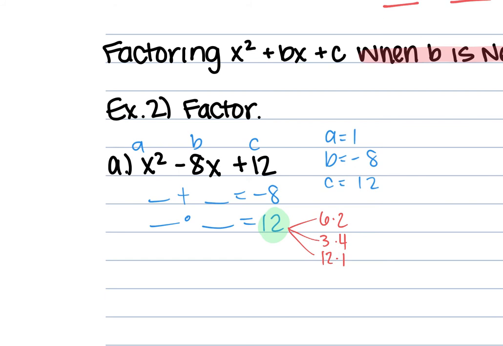So these are the only 3 options we have, right? And now we know they both have to be negative, because we established that in the beginning. B is negative and C is positive, so they both have to be negative. Which ones fit the bill? That when they're added together, they give you -8, but when you multiply them, they give you +12. Brandon? -6 and -2.